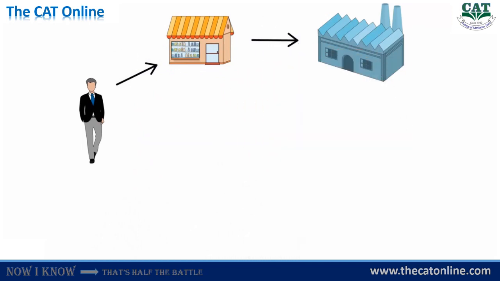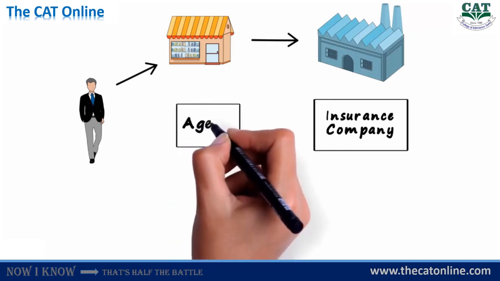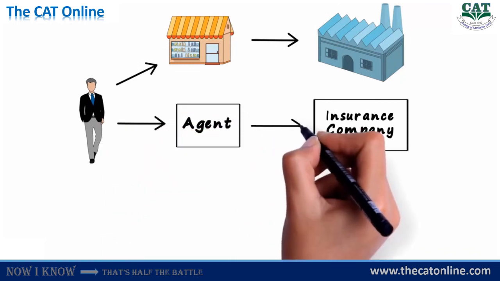Now, you may want to buy insurance for your family from an insurance company. But you do not go directly to the company to buy insurance. The insurance company too will not have enough manpower to handle so many clients. This is where an agent comes in. The agent will not only give you an insurance product, but will also help you choose the best product. You buy your insurance through the agent.